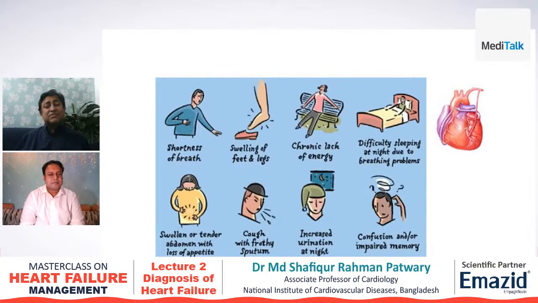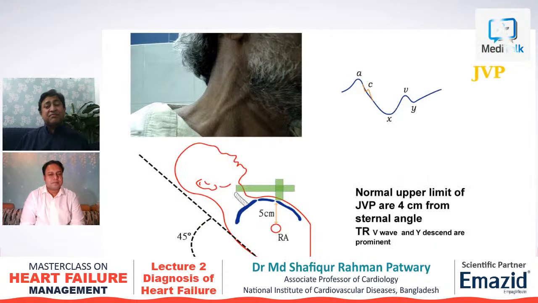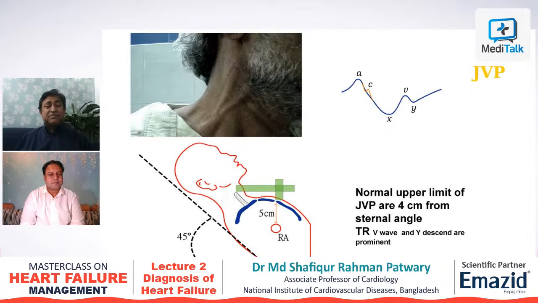These are the symptoms of heart failure. Cough is due to pulmonary edema, that is alveolar edema, and pulmonary congestion. And JVP, we know how to measure the JVP at a 45 degree angle, and we measure from the external angle to the upper limit of the jugular venous pressure. It is 4 centimeters from the external angle normally.